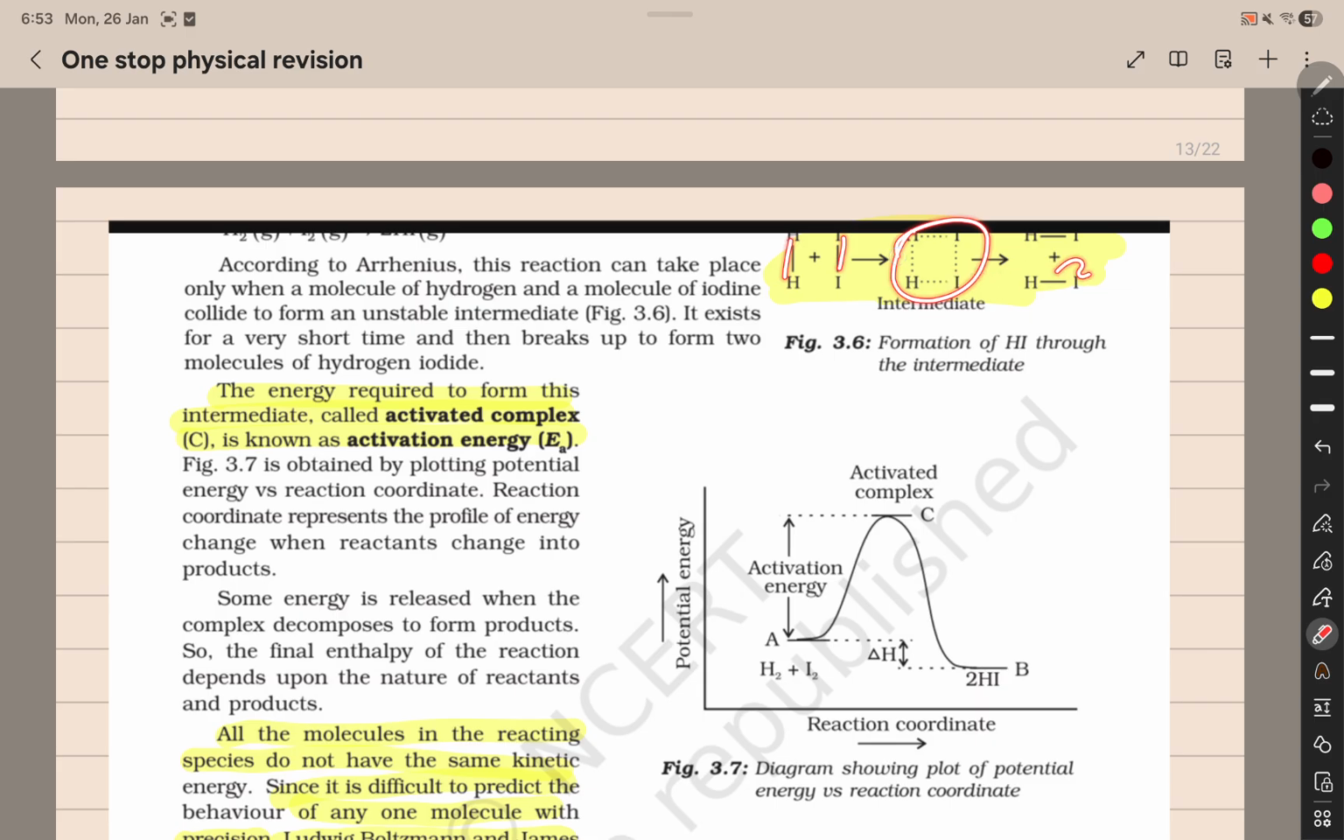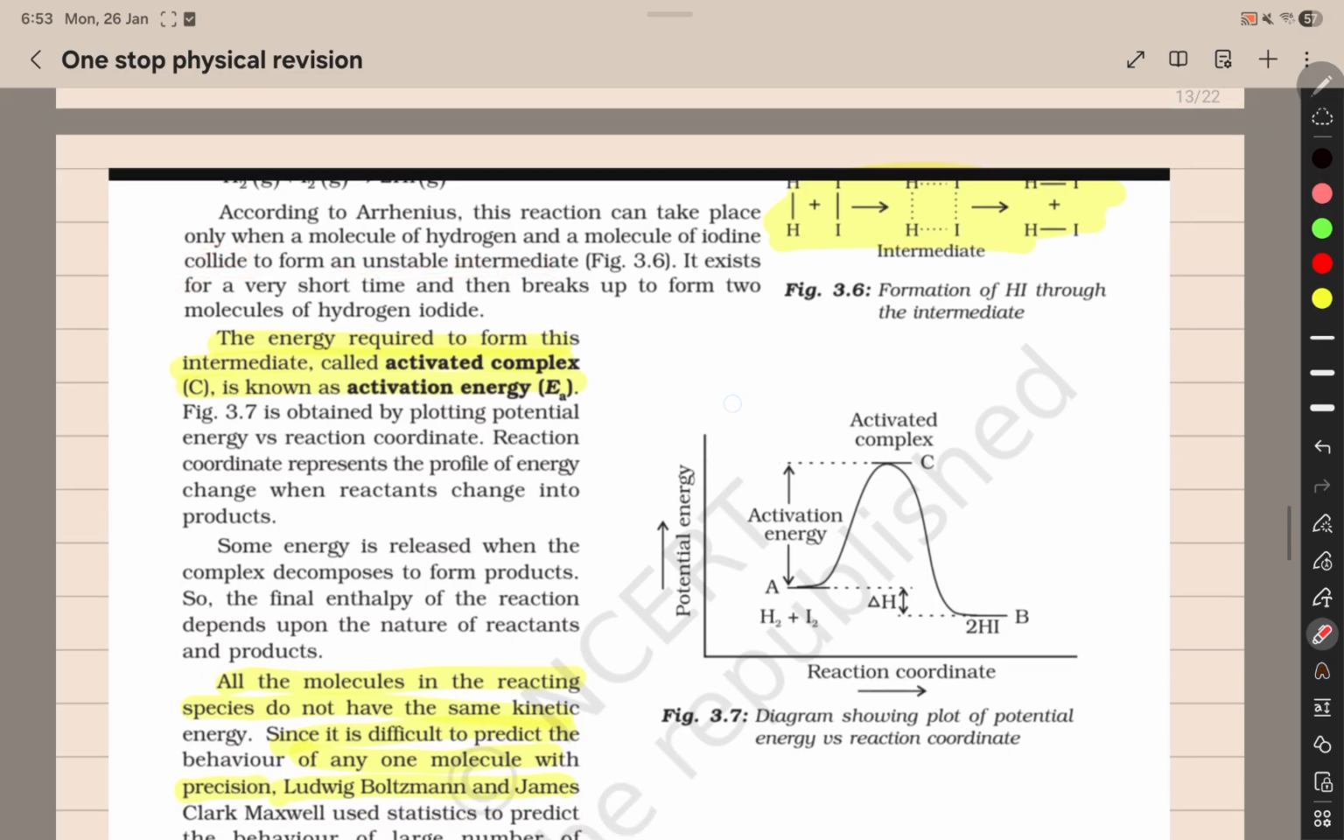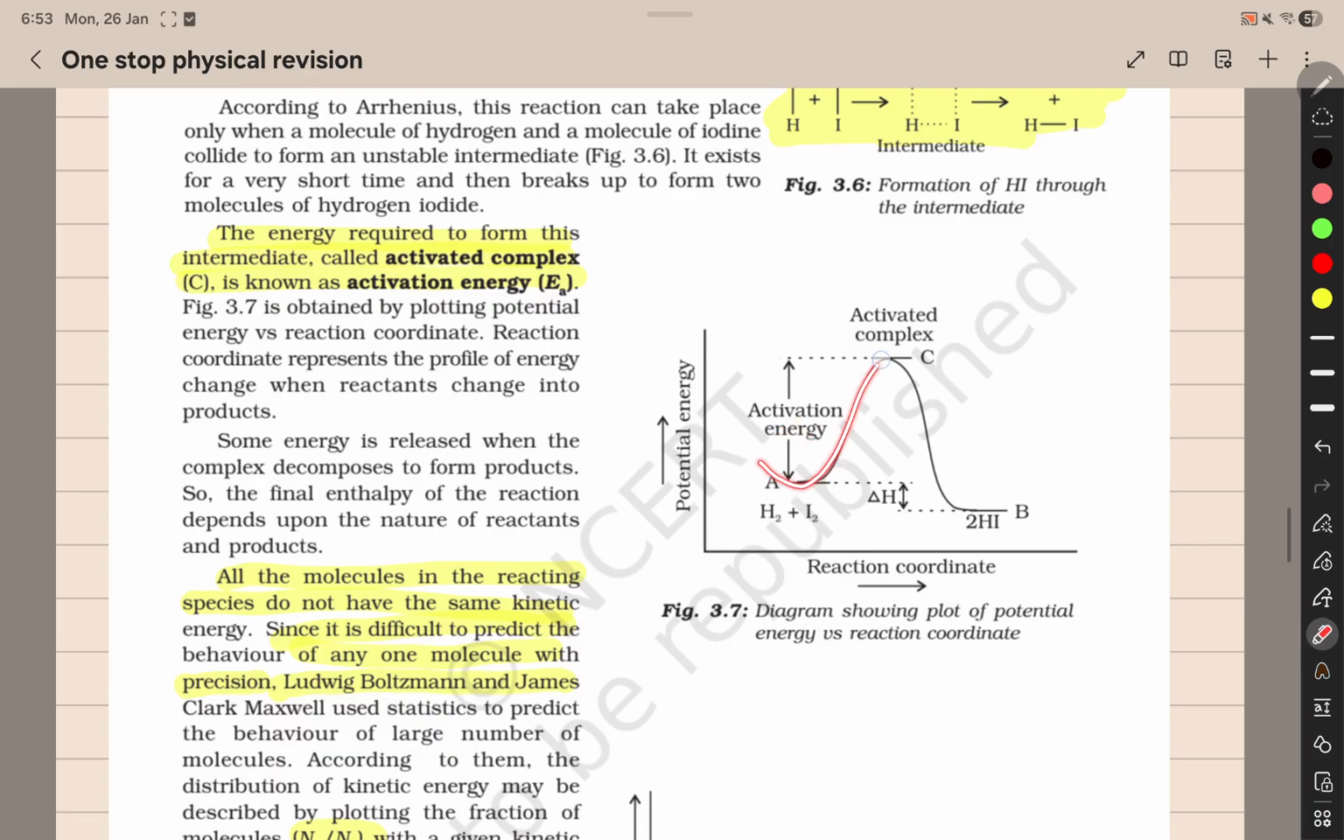H2 plus I2 gives HI, 2HI. That's also given. And according to Arrhenius, this reaction can only take place when a molecule of hydrogen and a molecule of iodine collide to form an unstable intermediate. The energy required to form this intermediate, called the activated complex, is known as activation energy. Right? Everybody knows what activation energy is.